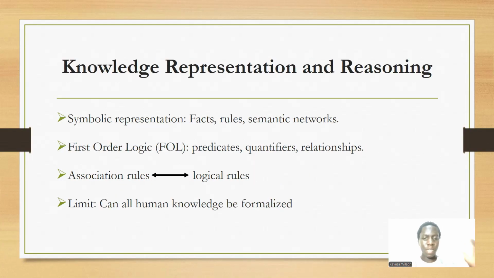So for AI to reason effectively, it needs a way of representing its knowledge. One common approach is symbolic representation, where knowledge is stored as facts and rules. We talked about symbolic AI earlier. Another one is semantic networks, which show relationships between concepts using patterns, as we talked about. First order logic, or FOL, is a powerful symbolic system that uses predicates, quantifiers, and relationships to express knowledge formally. For example, we can say for all restaurants, if air quality is low, then rating should decrease. The issue is that we can't really formalize all human knowledge. Things like cultural values or personal experiences are much harder to capture in a logical rule, so you can't make it a logical rule.